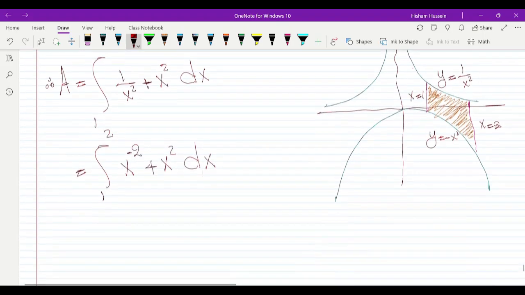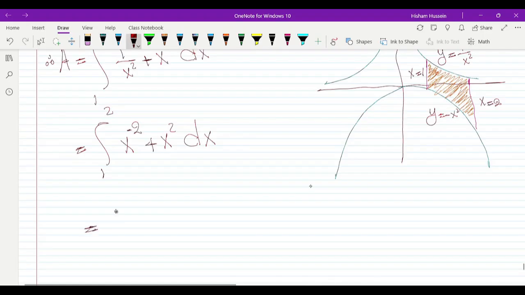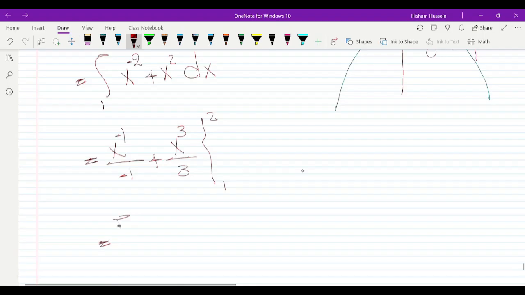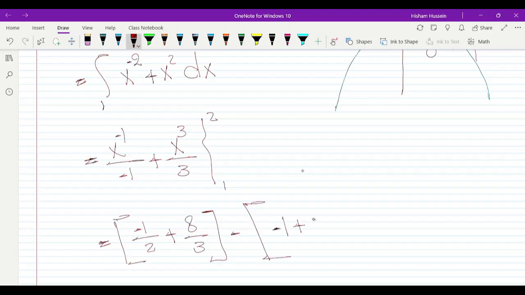Raise the power by 1 divided by the new power. This equals x to the power negative 1 divided by negative 1 plus x to the power 3 divided by 3, with the limits from 1 to 2. Substitute with the upper minus substitute with the lower. This is negative 1 over 2 plus 8 over 3 for the substitution with the upper limit, minus negative 1 plus 1 over 3 for the substitution with the lower limit. And then the final answer.